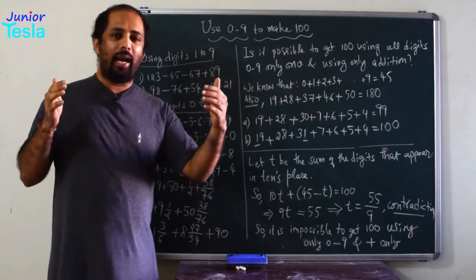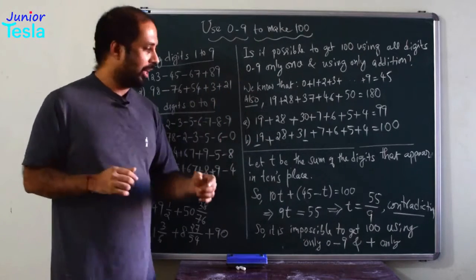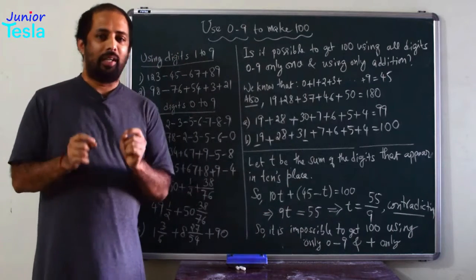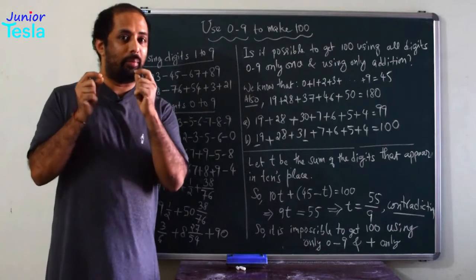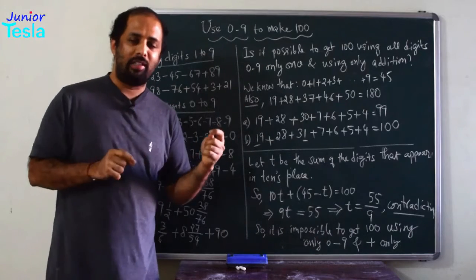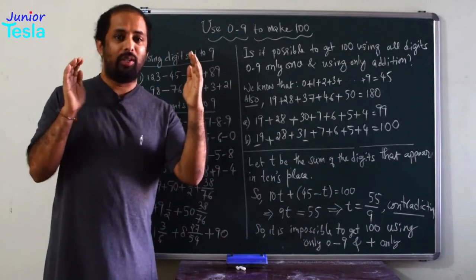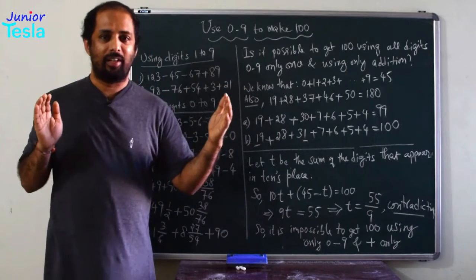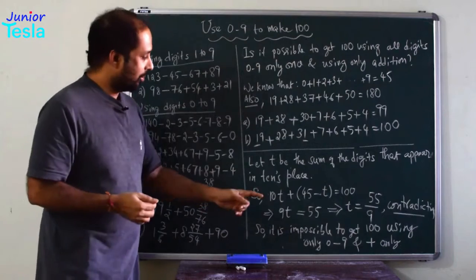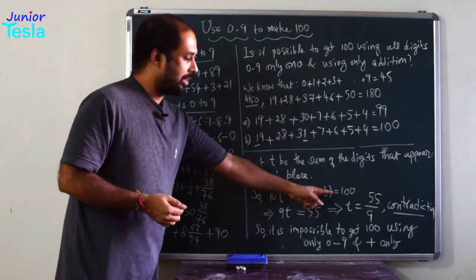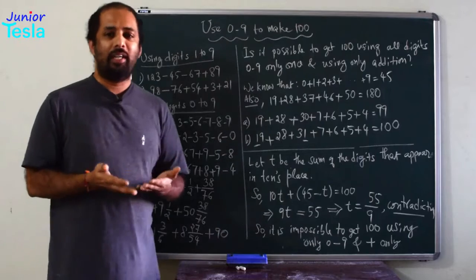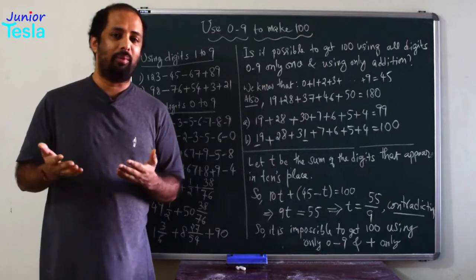Now if you are adding all the numbers in the series, then it will be 10t plus 45 minus t. So t is the sum of all the digits that appear in the tens place. Now if it is multiplied by 10 and then 45 minus t is added, that is going to give you the total sum of the entire series, which is going to give you the sum 100, correct? So that is why 10t plus 45 minus t is equal to 100. Now if you simplify this equation, you get 9t equal to 55 or t equal to 55 divided by 9.